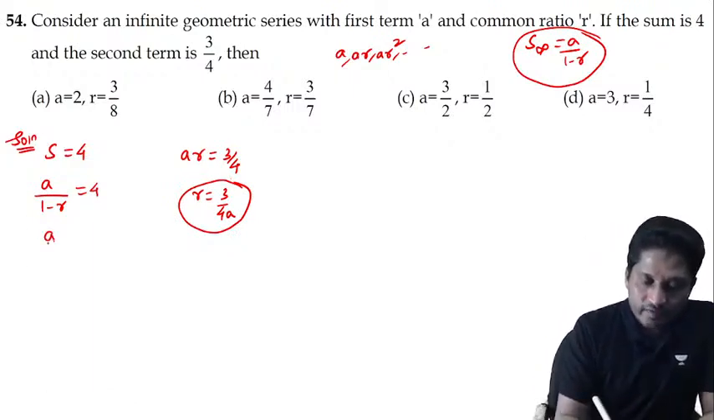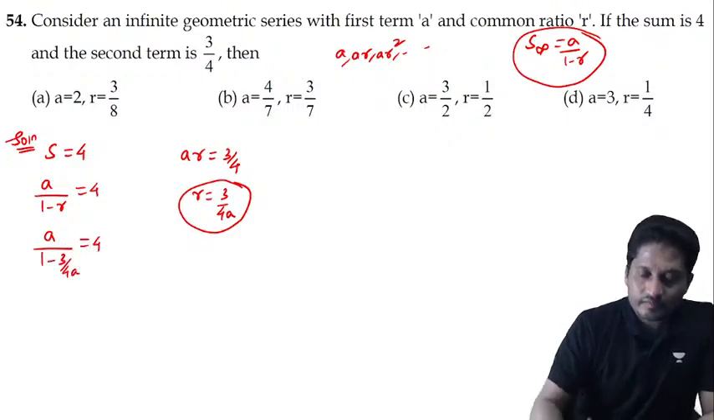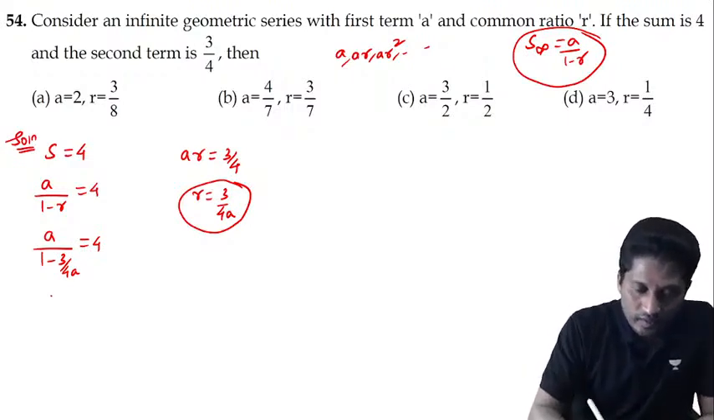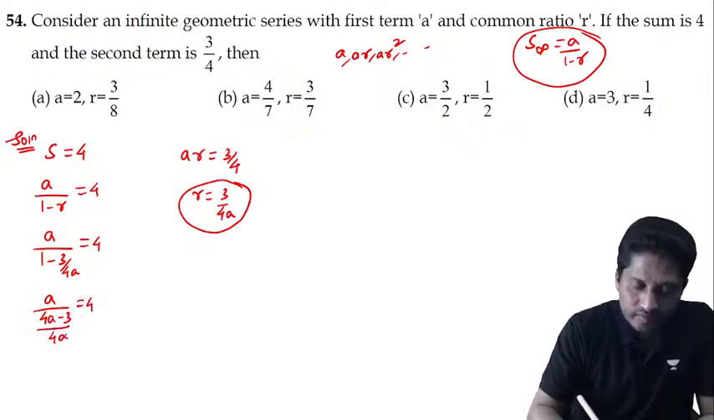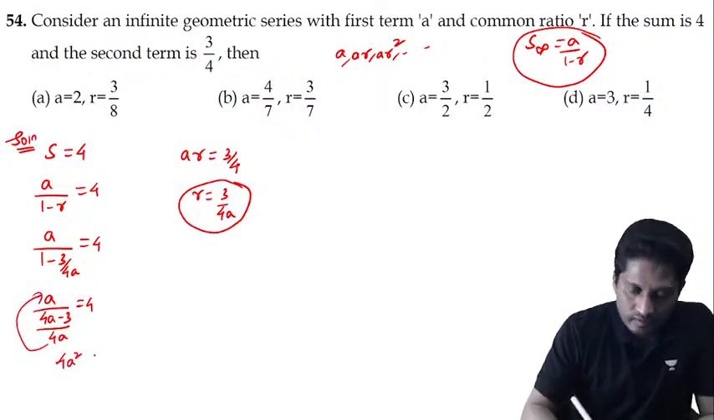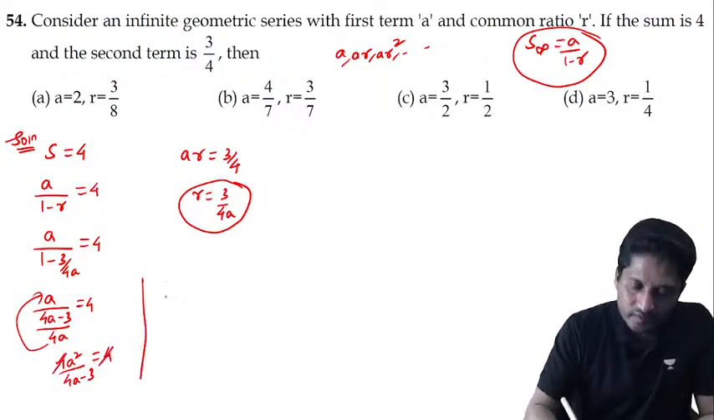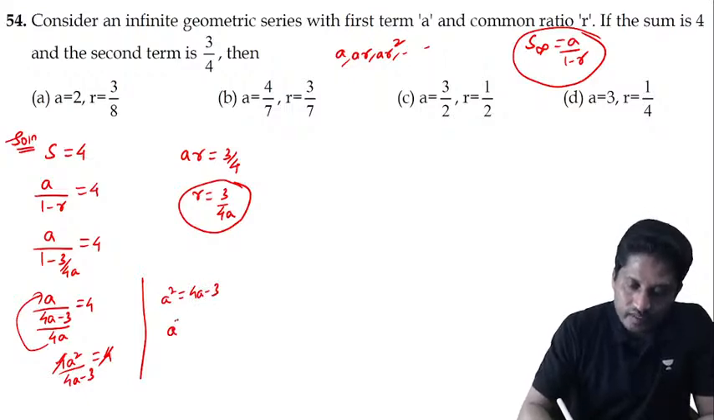Now if I substitute, A divided by 1 minus 3 by 4A is equal to 4. A divided by (4A minus 3) divided by 4A is equal to 4. I take this to numerator, you get 4A square upon 4A minus 3 is equal to 4. This will cancel. A square is equal to, if I cross multiply, 4A minus 3. A square minus 4A plus 3 is equal to 0.